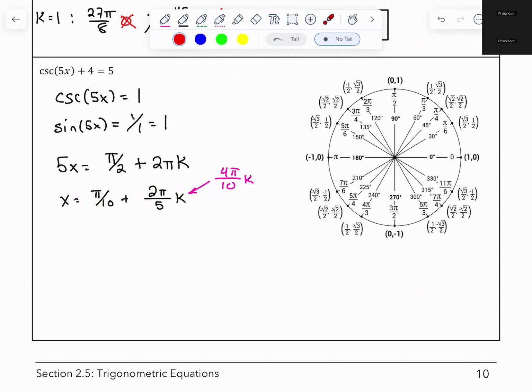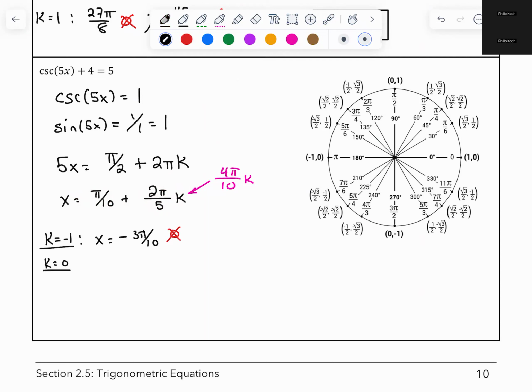It's going to give me a negative answer. But you can verify that for yourself. And so we'll do it just because it's worthwhile. K equals -1. We get x is equal to -3 pi over 10, and that's outside of our interval. K equals 0, x equals pi over 10. That's going to be in my interval. K equals 1, that'll give me x equals 5 pi, that'll give me pi over 2.